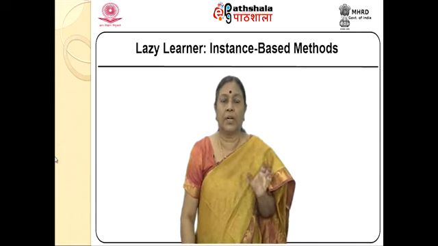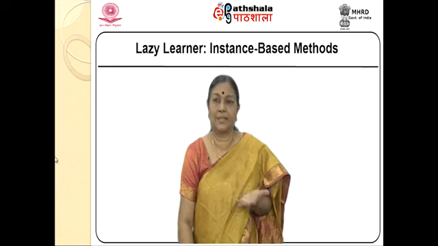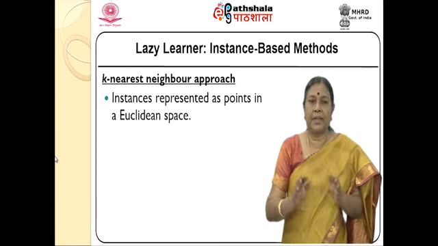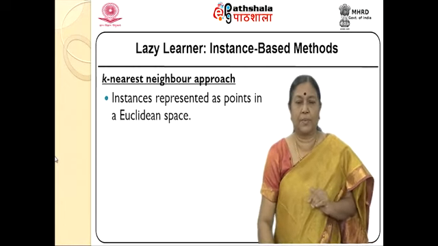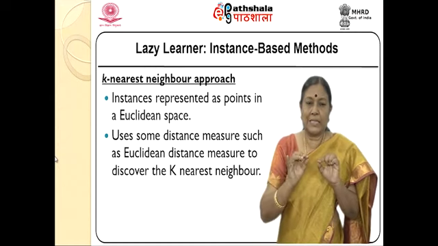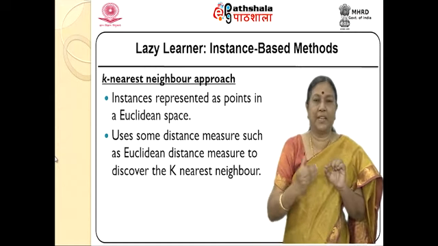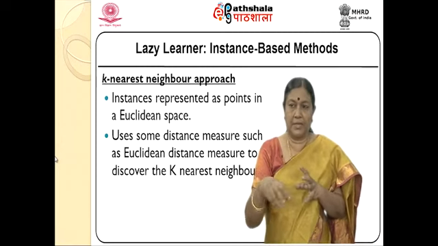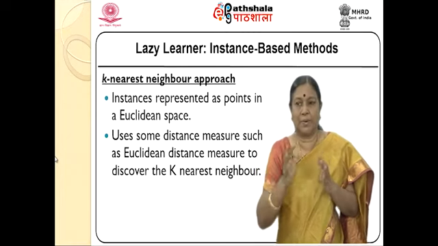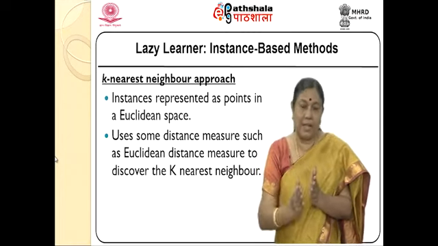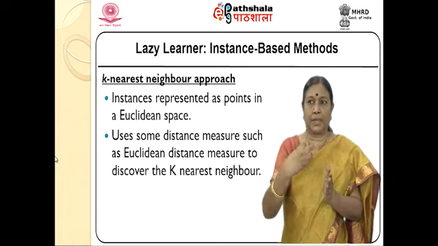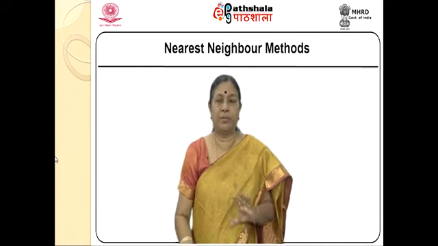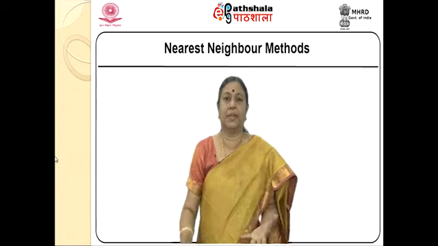Again, we call these instance based methods, as you remember, lazy learning methods. Out of that, the k nearest neighbor approach represents instances as points in a Euclidean space, which we have already discussed, and uses some distance measure, such as Euclidean distance, to discover the k nearest neighbors. This is extra information we are giving here. What is this k? It is the number of nearest neighbors we are going to consider in order to classify the new test instance. Now we go to nearest neighbor methods in general. What do we mean by nearest neighbor methods?